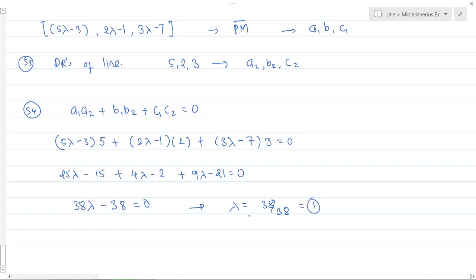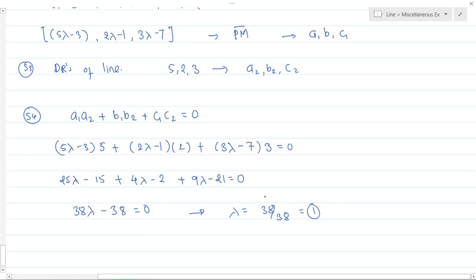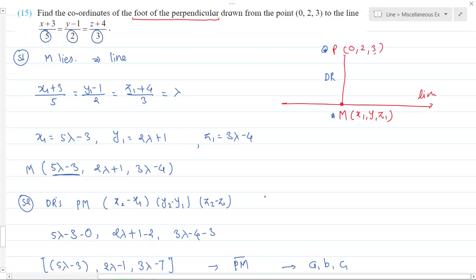So for lambda equals 1, now we can easily find the coordinates of point M. In this, the only unknown part is what? So step number 5 will be: substitute lambda equals 1 in this equation and you will get the coordinates of point M. So it is 5 minus 3, comma, 2 plus 1, comma, 3 minus 4. This will give me 2, comma, 3, comma, minus 1.